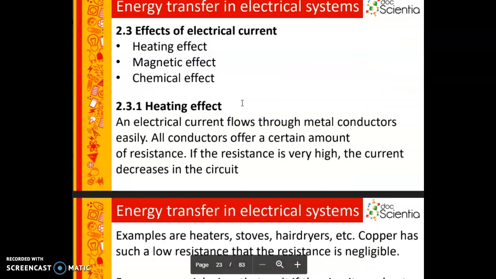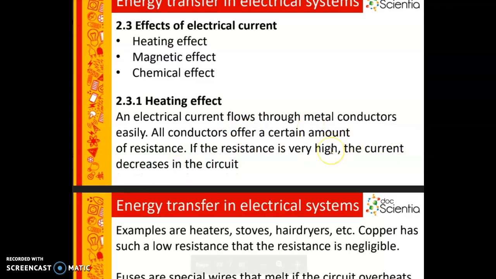What are different effects of electrical current? You get a heating effect, a magnetic effect, or a chemical effect. So a heating effect is an electrical current that flows through metal conductors easily. All conductors offer a certain amount of resistance. If the resistance is very high, the current decreases in the circuit. So if the resistance is high, it will not be so warm, right? Because it resists.